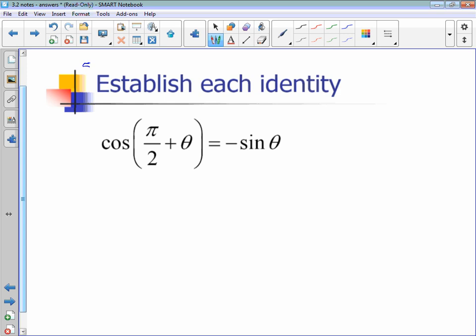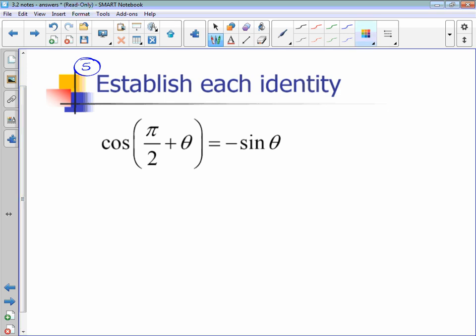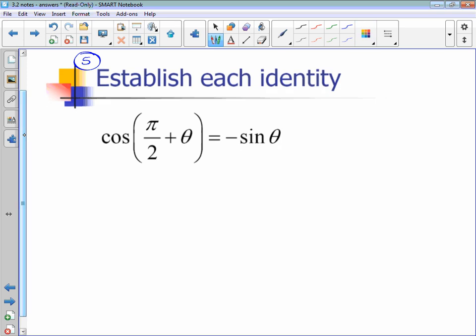All right. So this is like a proof, but it's easier because you have the formula to guide you. So go ahead and jot it down, and we'll go through this one. So you're basically doing a proof here.